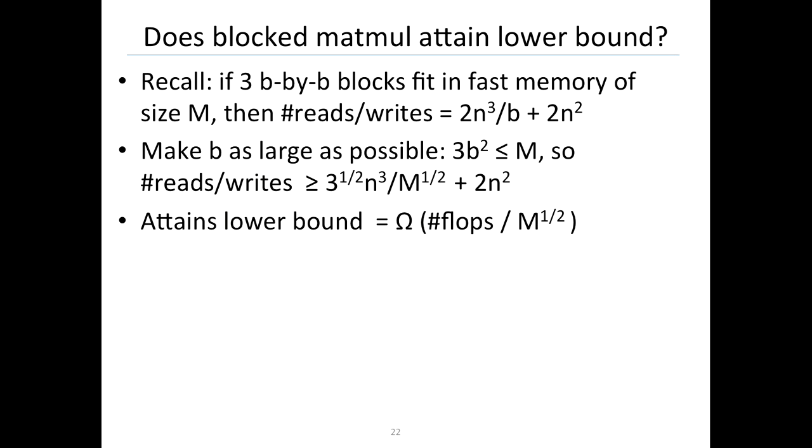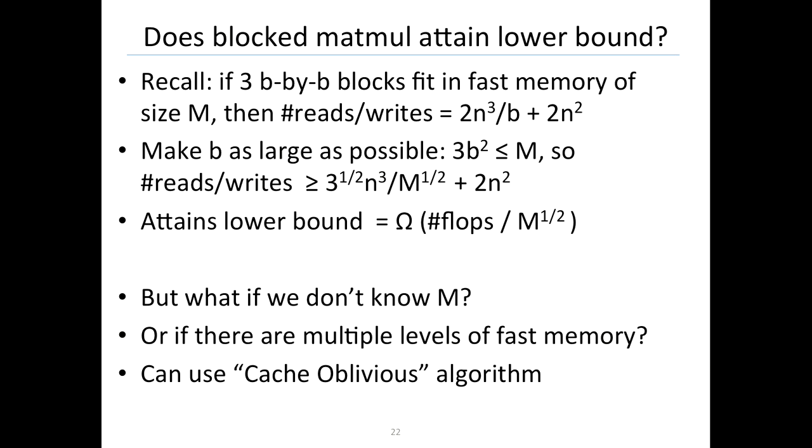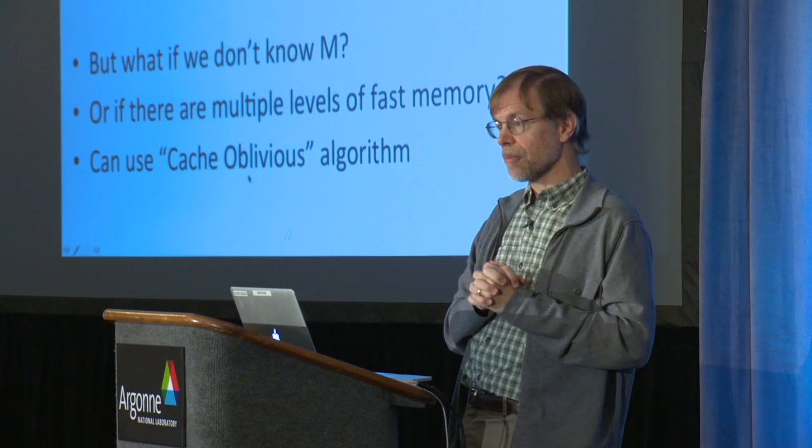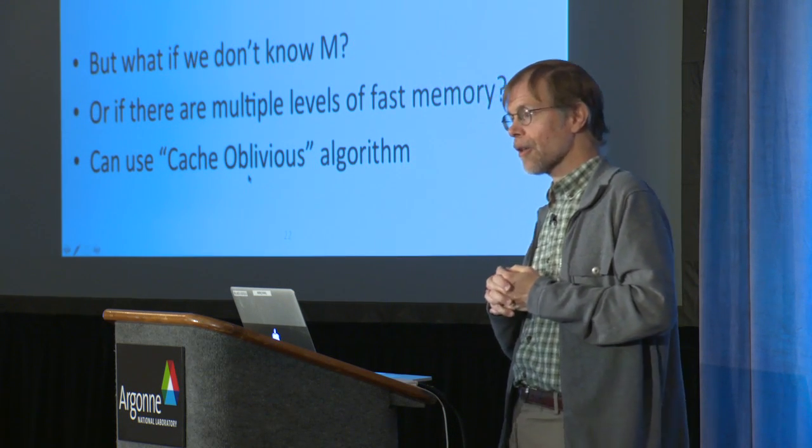But one thing that people have asked themselves for many years is, what if we don't know M? How would I write portable code without knowing the cache size of every last machine that I'm on? Or, what if there are multiple levels of memory? There's L1 of one size, L2 of a different size. And the answer is something called cache oblivious algorithms, which have been around for a long time.